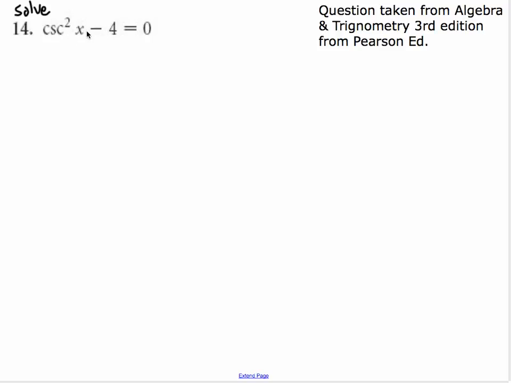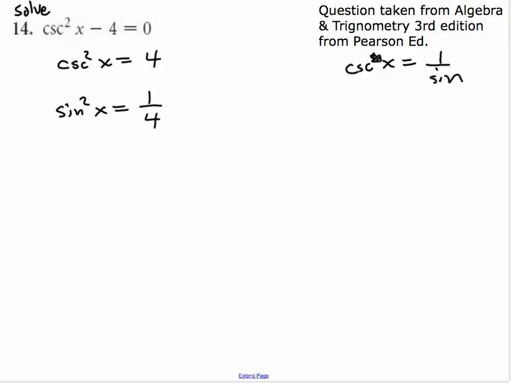But let's just maybe isolate the ratio. So move the 4 over. So it'd be cosecant squared x equals 4. And since cosecant is the same as 1 over sine, what I can do is just flip this side over and call it sine squared x. If I flip this over to get the reciprocal, I have to find the reciprocal of that too.